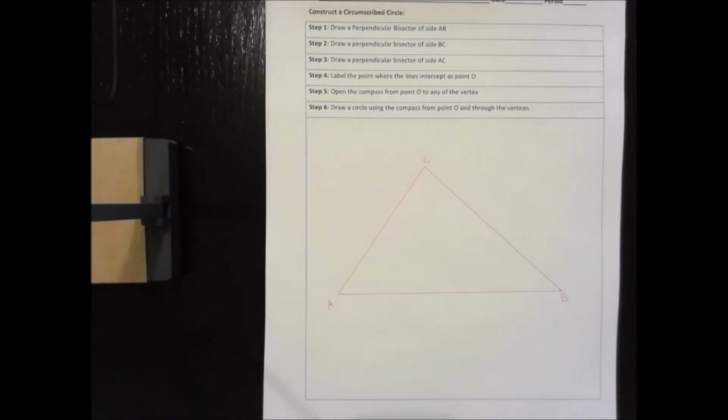Hey guys, today I'm going to show you how to construct a circumscribed circle. That means that it's a circle that is around a triangle. So let's take a look at your homework and the paper that you have. Alright, so let's take a look at your homework.